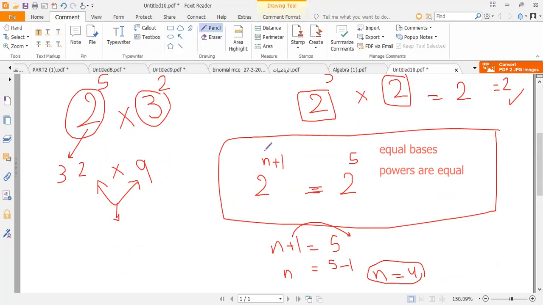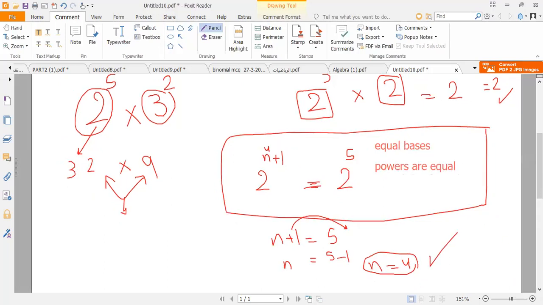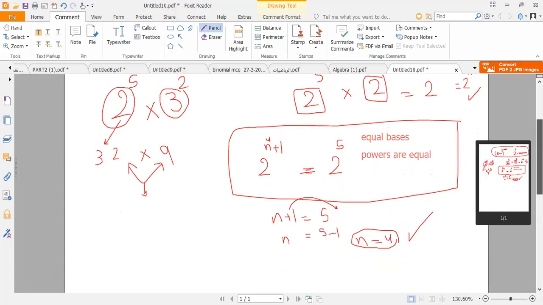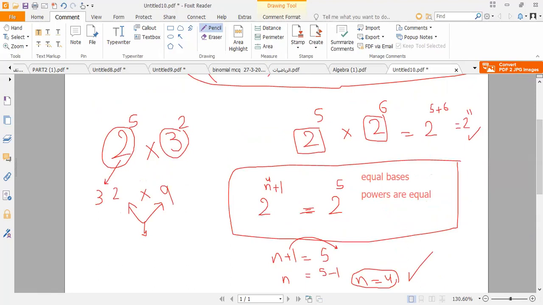If you substitute here by 4, 4 plus 1 will be 5. So now you have 5 here and 5 here, and 2 here and 2 here. So your solution is correct. Do you understand now what is the meaning of exponent or powers in math? Do you remember this part? I think you have to take it before, in grade 8 or grade 9. You have to study it anyway.